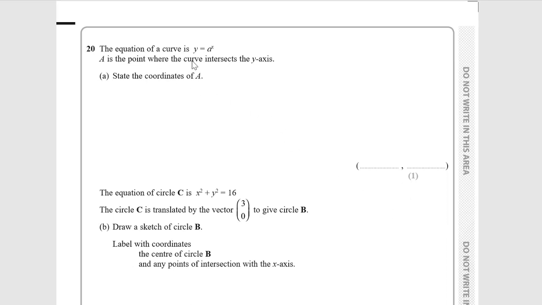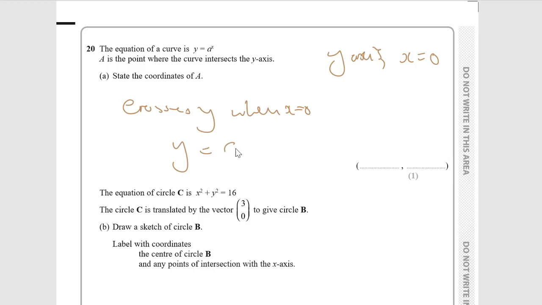Question 20. The equation of a curve is y equals a to the power of x. A is a point where the curve intersects the y-axis. State the coordinates. So it crosses y when x equals 0, because on the y-axis x equals 0. So y equals a to the power of 0. Therefore y equals 1, because anything to the power of 0 equals 1. So we have 0, 1.